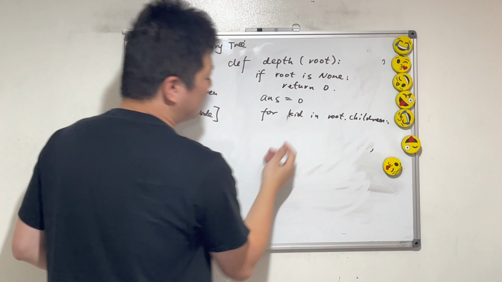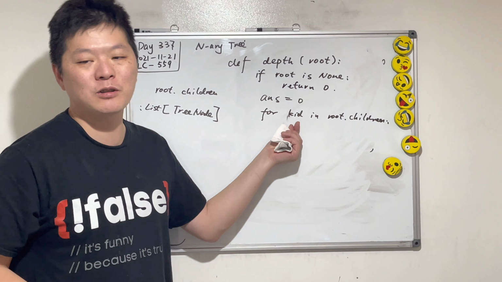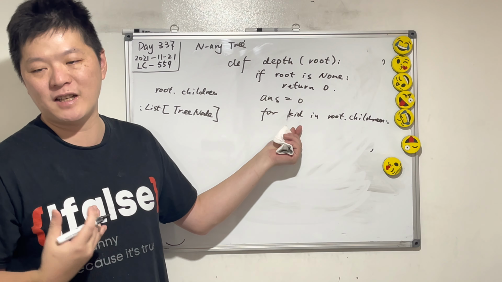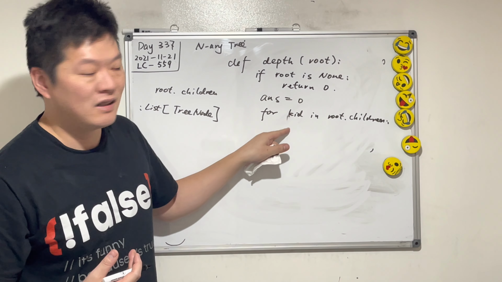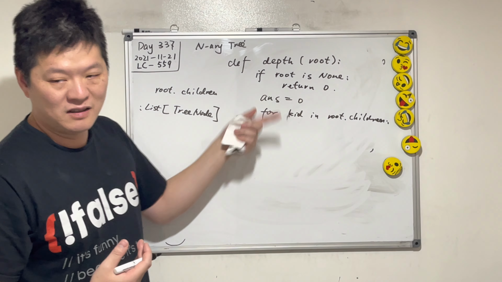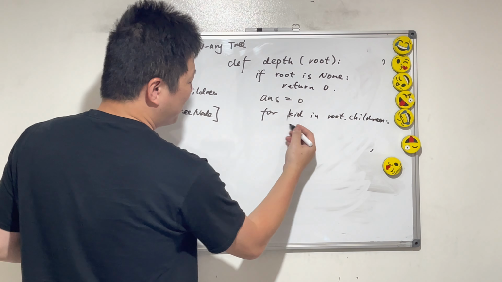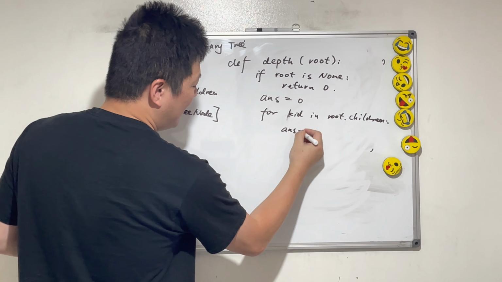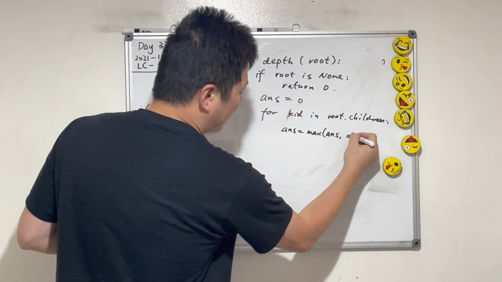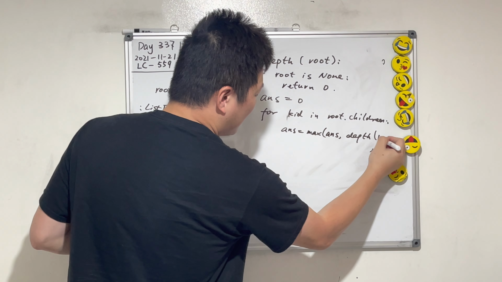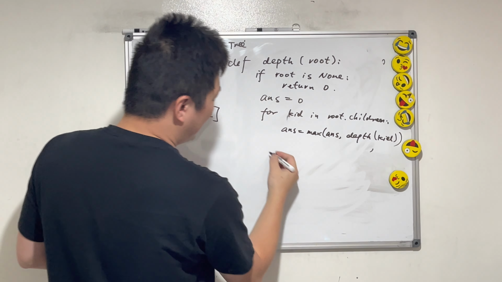We have the kid, and now what do we want to do? We call this function recursively to get the depth. What's the depth of a kid? Depth of kid. So now we want to compare it. So answer equals max of answer and depth of kid. Easy, right? And then return what?